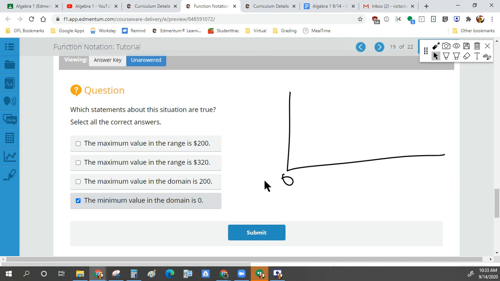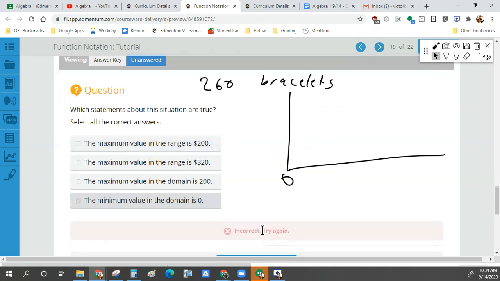Our range is this. Well, if we look at our range, the maximum value of our range would have to be whatever the highest we could sell. So if we look at the highest number of our domain, we can only make 260 bracelets. So if we sell them each for $2, the maximum we would have been able to sell them for would be the range. I don't think they give us anything else.